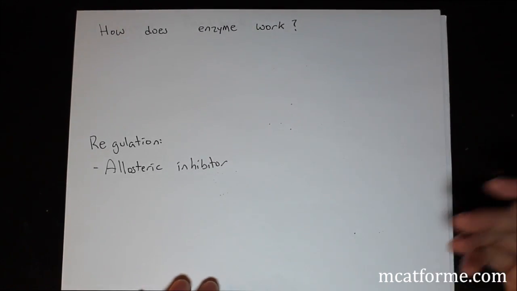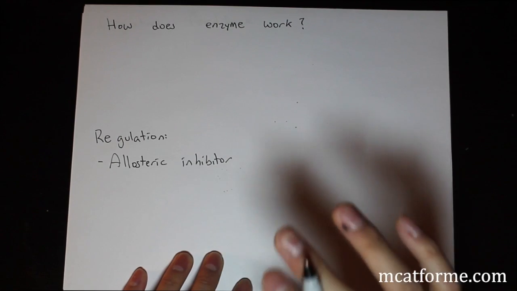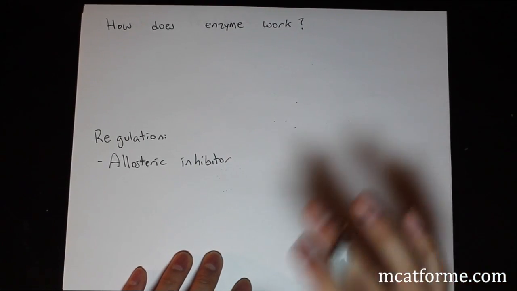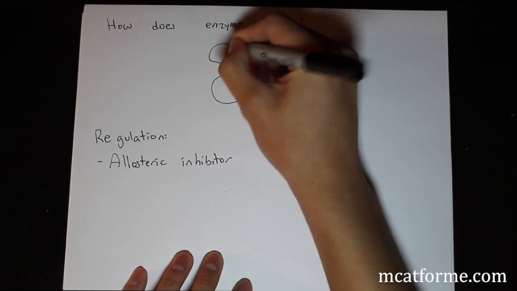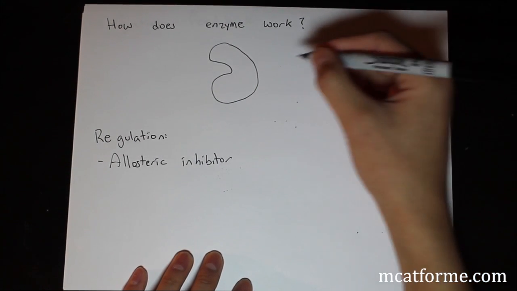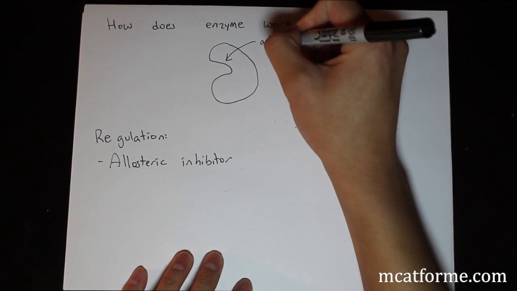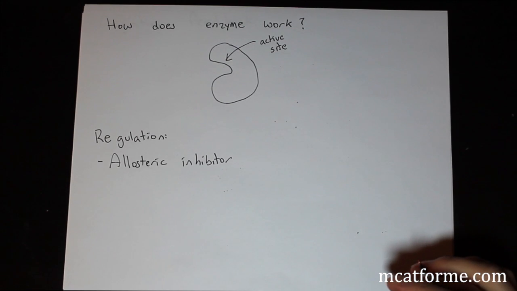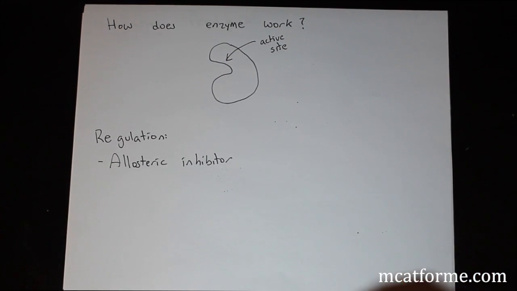So how do enzymes work? This is just a very, very basic definition or drawing of how it works. For the MCAT, this is all you really need to know. Imagine this was our little enzyme right here. This would be considered the active site. So this is where everything happens. All the reactants, all the substrates will interact in this active site.